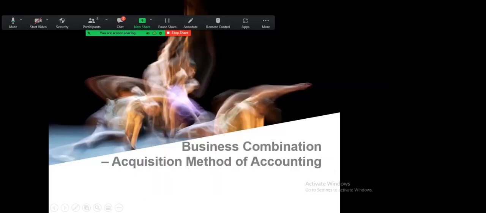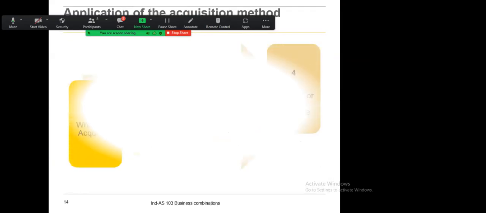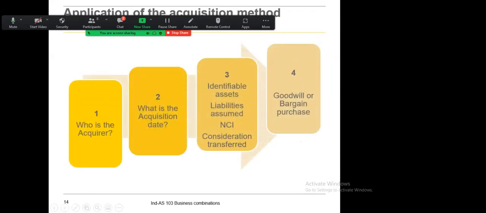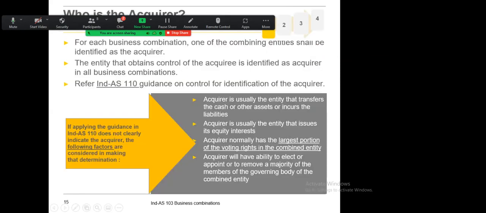Moving on to the next slide, let us understand the acquisition method of accounting. For the acquisition method of accounting, we need to understand a few concepts, that is, who is the acquirer, what is the acquisition date, identifiable assets, liabilities assumed, and your NCI, and the consideration transferred, goodwill or bargain purchase. So let us understand who is our acquirer.